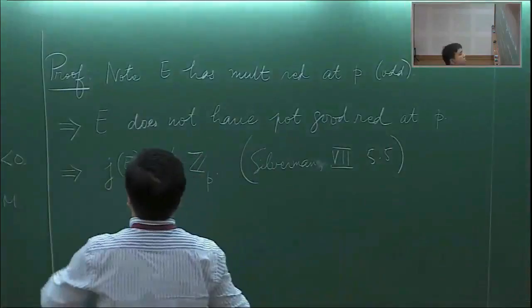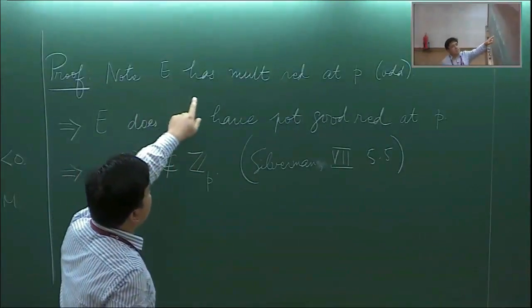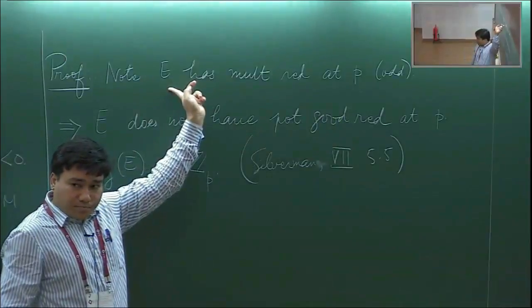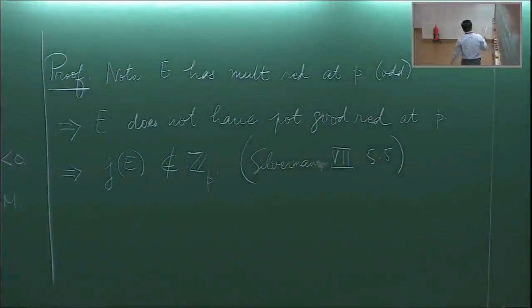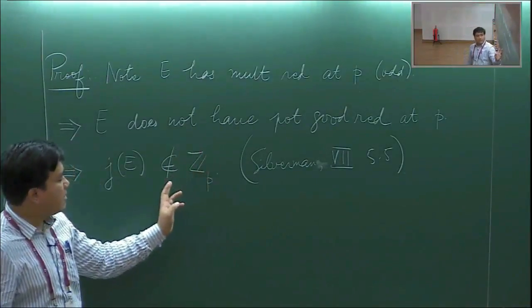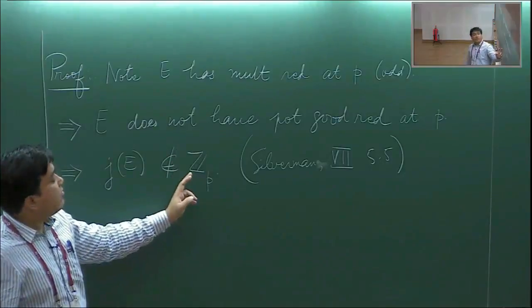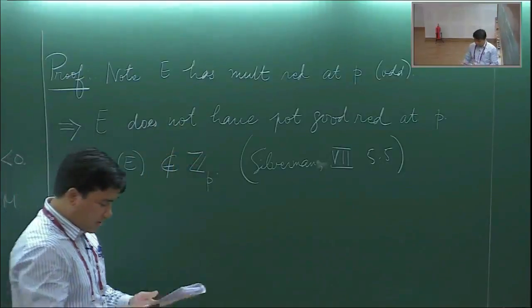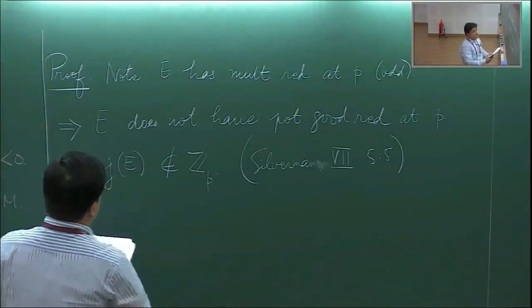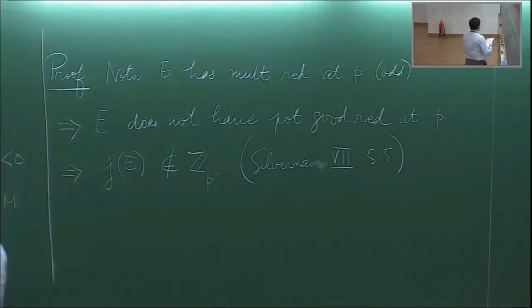Right? So when I say E has multiplicative reduction at P, I'm looking at the elliptic curve defined over the local field QP. It's a result, Silverman does it more generally, that j(E) doesn't belong to the ring of integers of QP, which is ZP here. So here I'm taking QP and then ZP. So what does this mean? It means that j(E), which I can calculate using the coefficients here, is going to be a rational number.